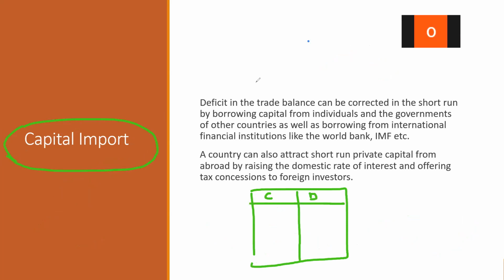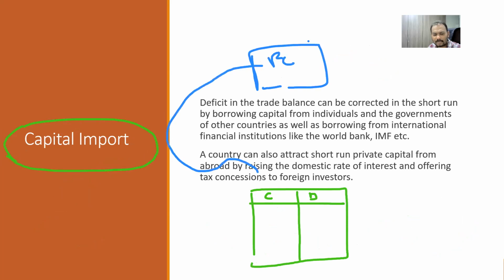If money is coming into our country from a foreign country, you enter it on the credit side, right? If money is going out of your country to a foreign country, you enter it on the debit side. Yes or no? Is the picture right, all of you? Yes, sir.